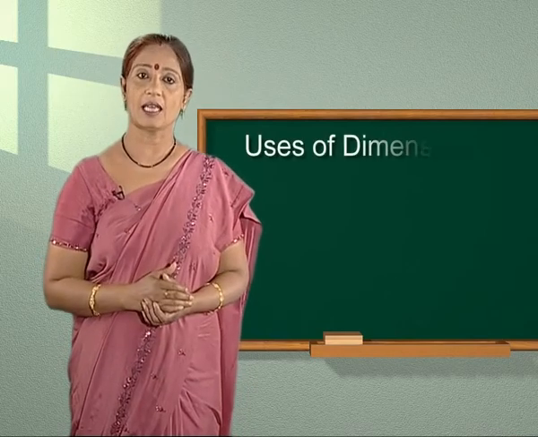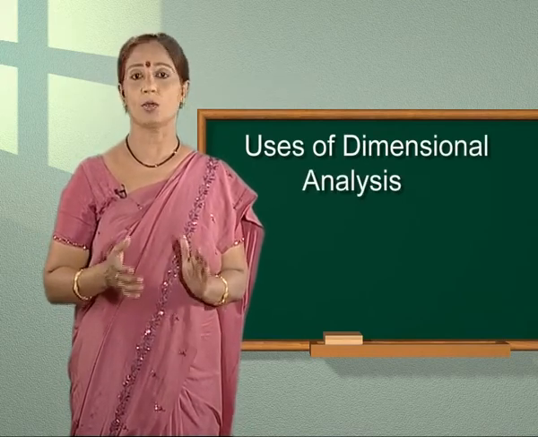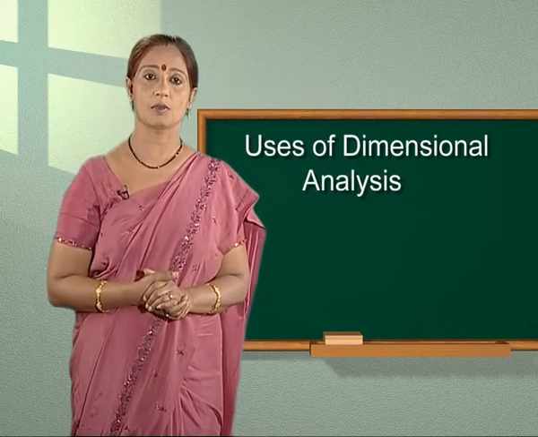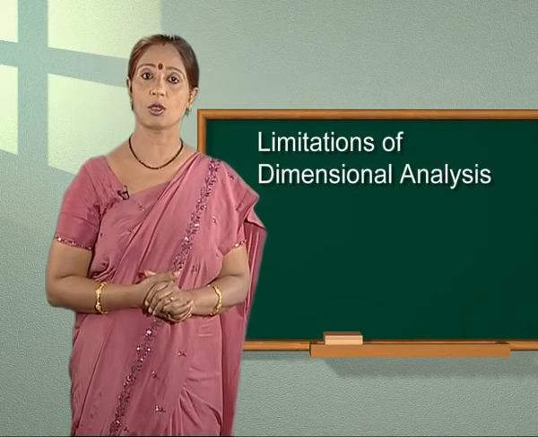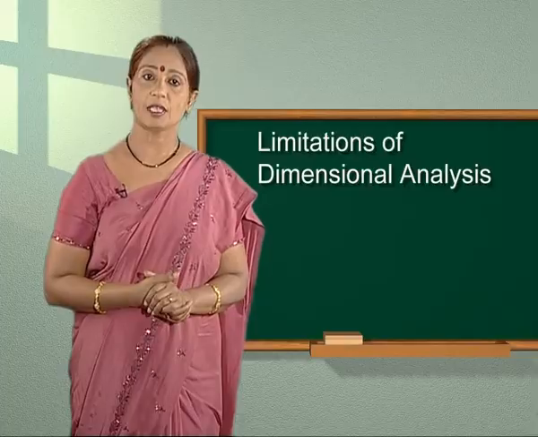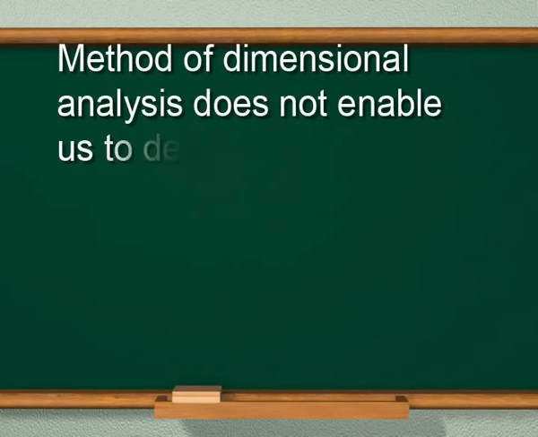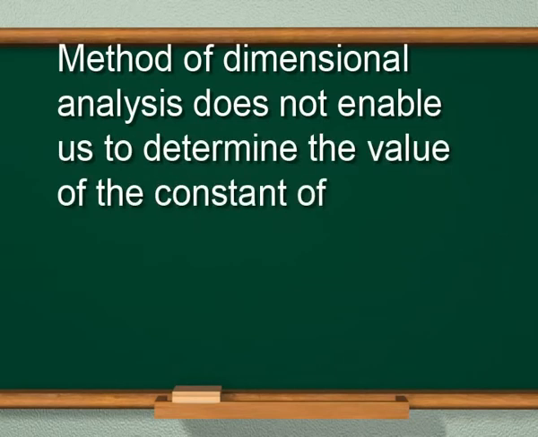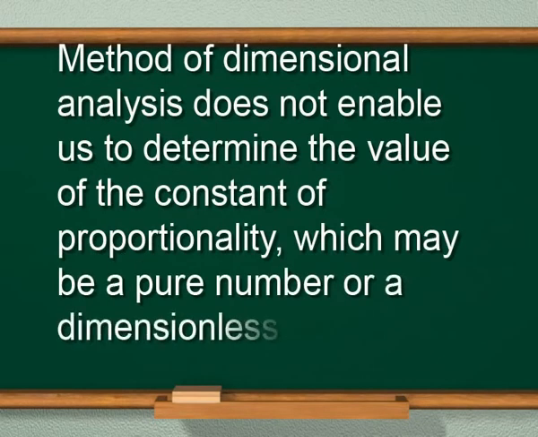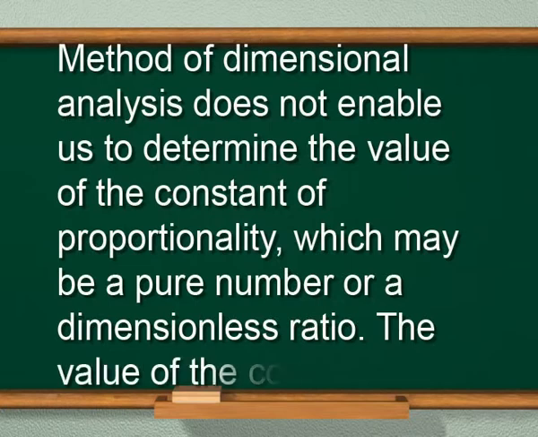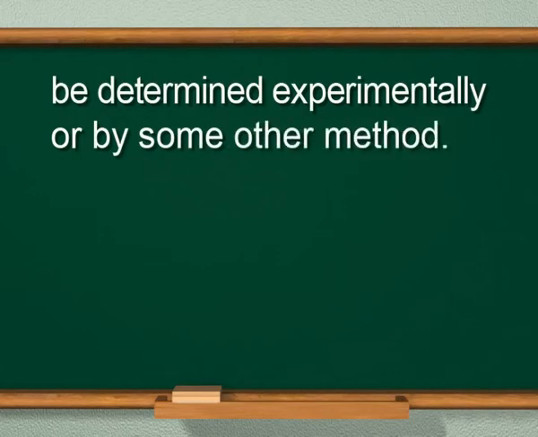Now, we can say that the method of dimensional analysis provides simple and quick solutions to many physical problems. However, there are certain limitations of dimensional analysis also. The first is, the method of dimensional analysis does not enable us to determine the value of the constant of proportionality, which may be a pure number or a dimensionless ratio. The value of the constant has to be determined experimentally or by some other method.